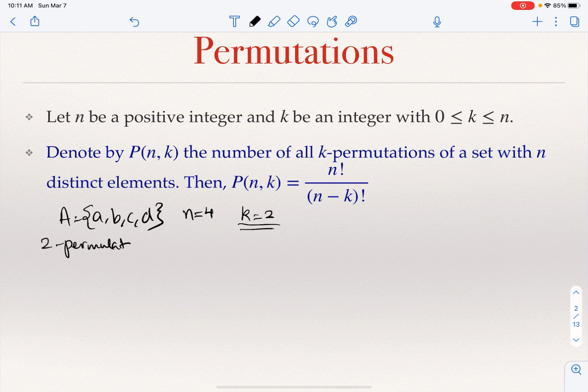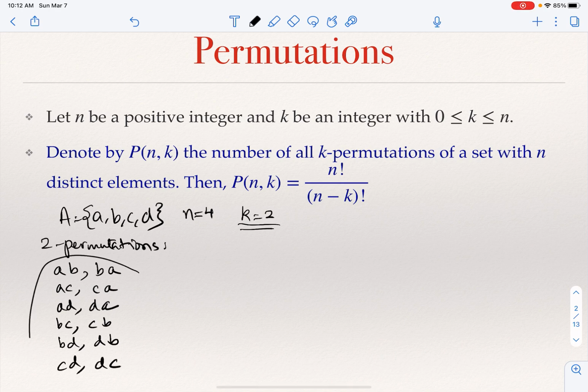What does it mean to have 2-permutations? It means take any 2 elements from this set and give them back to me in different orders. If you give me AB, then you give me BA. These are 2 different 2-permutations. So you can give me A first then B, or B then A. You can give me A then C, or C then A. A then D, or D then A. Or B then C, or C then B, or B then D, or D then B, or C then D, or D then C. These are all possible 2-permutations. There are 12 of them.